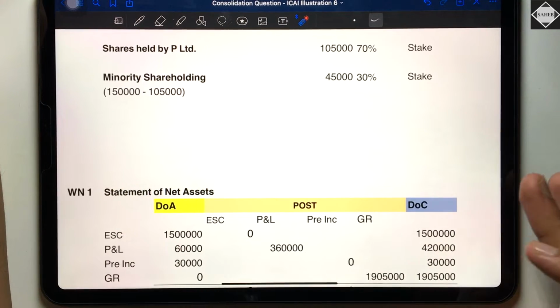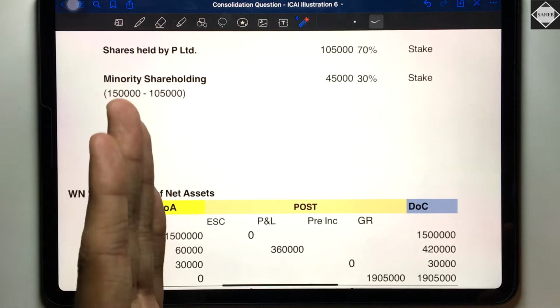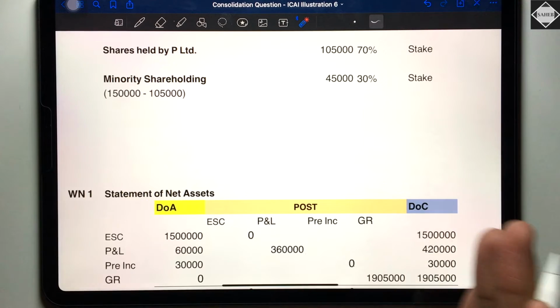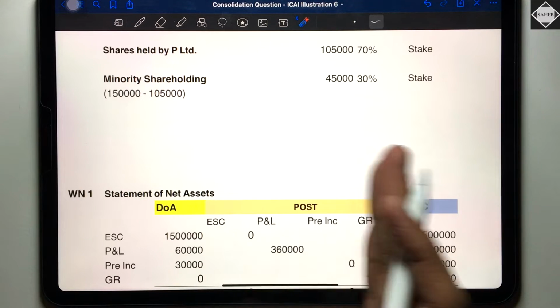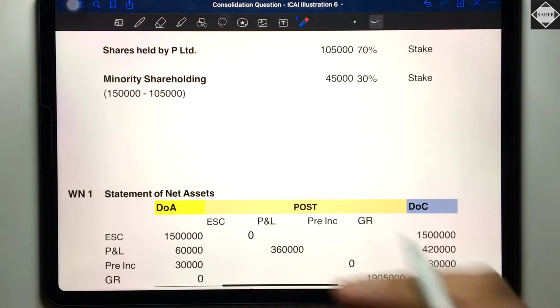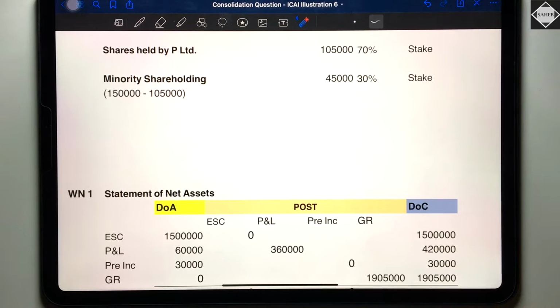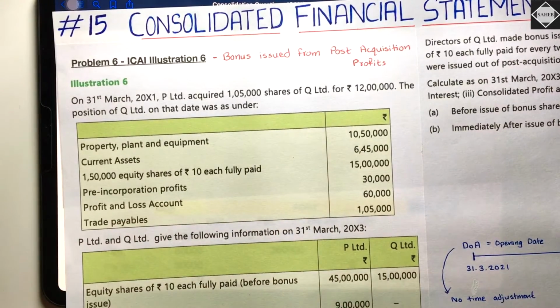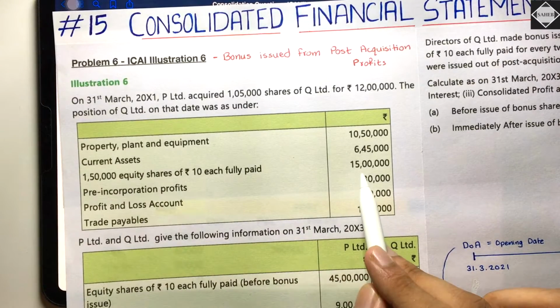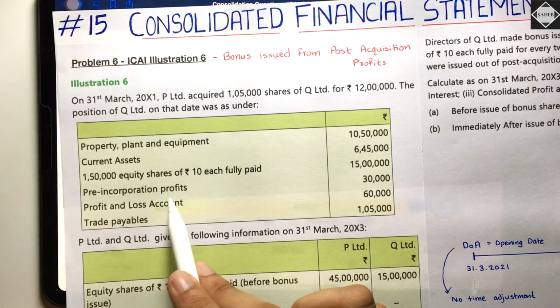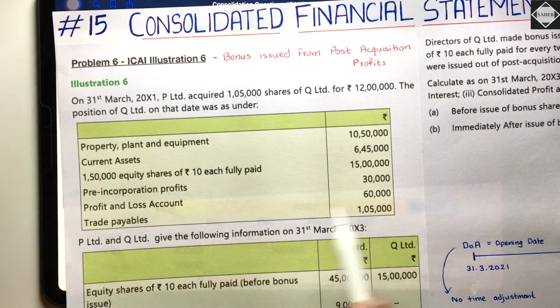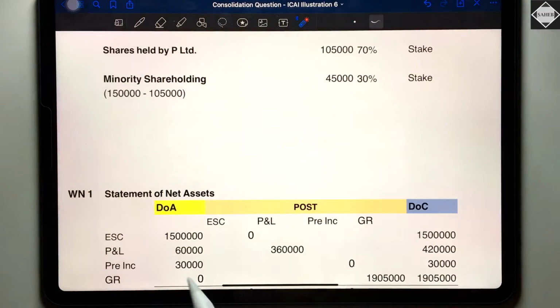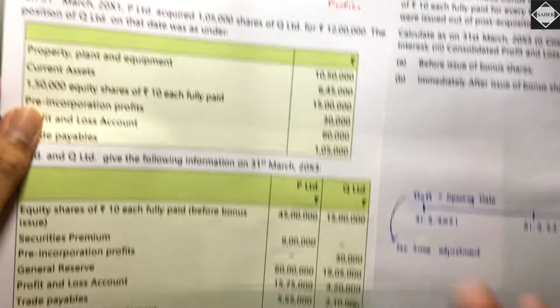What do we do over here? We compare the information on DOA with DOC, and we'll understand what has happened in the post acquisition period, and take the figures. Okay, so let's begin. On the date of acquisition, see, the information is given over here of the subsidiary company. So equity was how much? 15 lakhs. Pre-incorporation profits 30,000. P&L balance 60,000. Just take that. 15 lakh, 60,000, 30,000. And then general reserve is also there in the question.